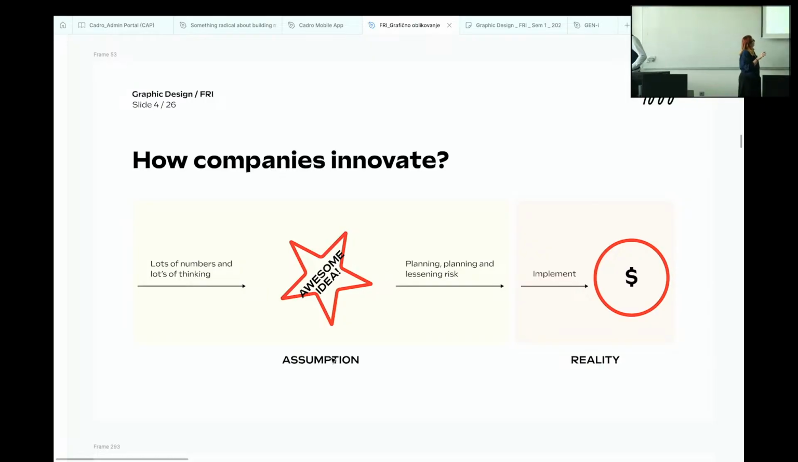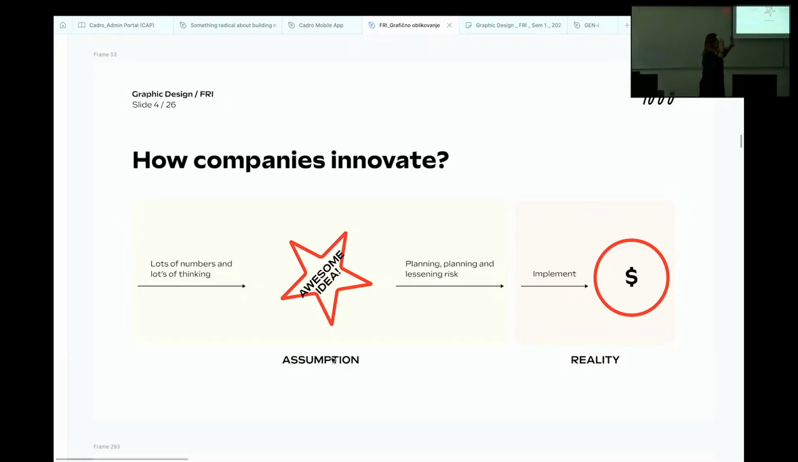So how do we think that companies innovate? We think that companies gather a lot of information, and then they do a lot of thinking, they crunch the numbers, they discuss, and then they have this awesome idea, and then they plan and plan and plan and lessen the risk, and then they launch something, they do an implementation, and then there is the happy result, which is usually money. The thing is that this part still usually does not happen.